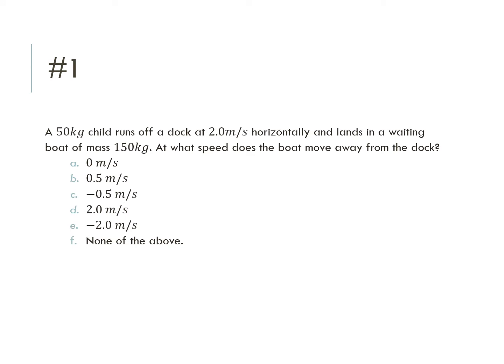So for question number 1, we have a child running off of a dock into a boat, and then they are going to move together. Because we are given the child's velocity is positive 2 meters per second, in order for the conservation of momentum to hold true, the sign for our final value is going to need to be the same.